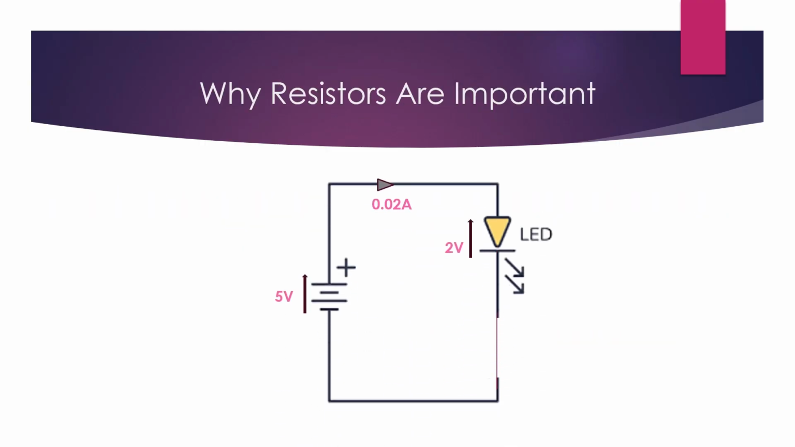Let's say you're using a 5-volt power supply to light up an LED that only needs 2 volts. Without a resistor, the LED will burn out because the current is too high. Resistors drop the voltage and limit the current to keep everything safe.